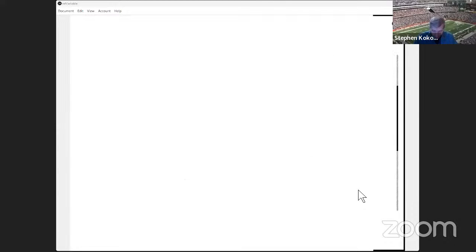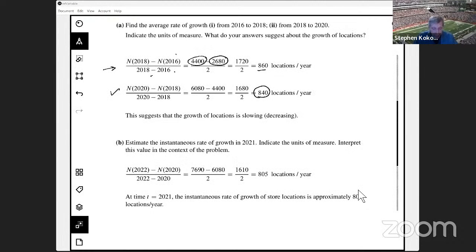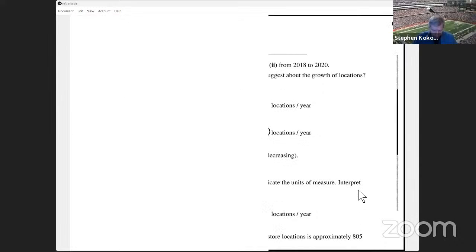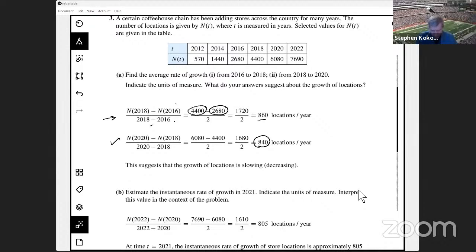Now in B, it says estimate the instantaneous rate of growth in 2021. Just as an aside, I'm going to arrow back up a little bit so that I can get my table in here. I don't know if you'll see a question exactly like this on the AP exam anymore. I think that they would be more precise in telling you which years to use. For many of us who have been doing these problems for a long time, we would look at this table and say, well, 2021 is between 2020 and 2022.